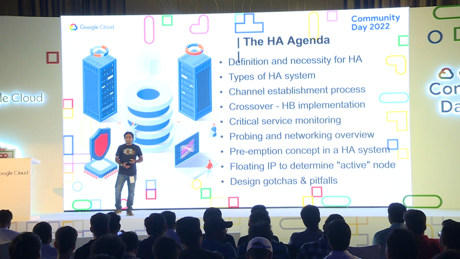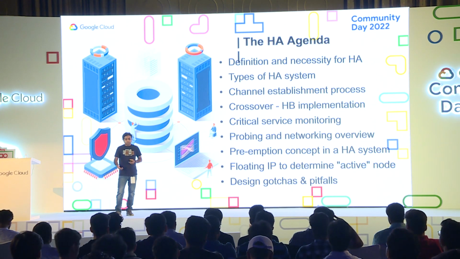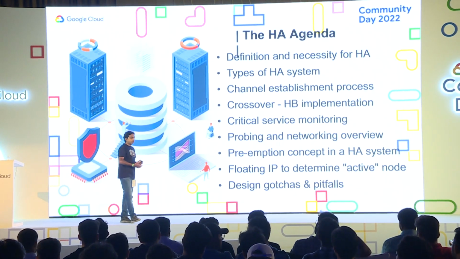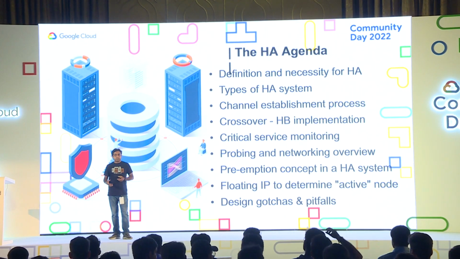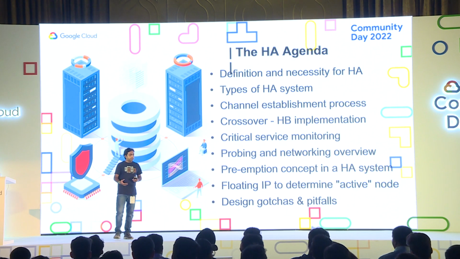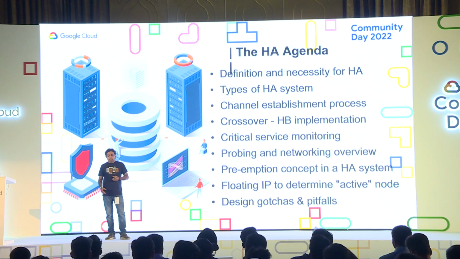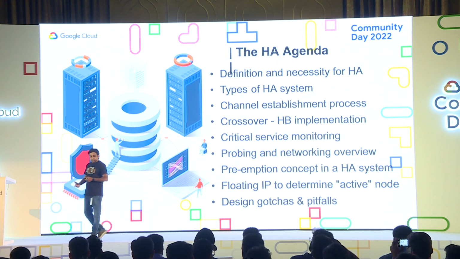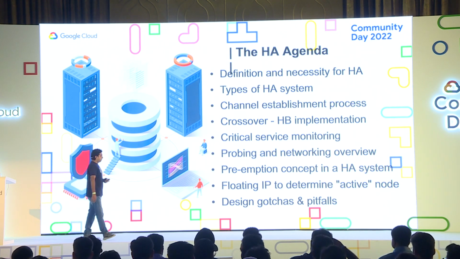We're going to be starting with the basic definition, then look at the different types of HA system, how we can use a control channel, which is sort of the heart of HA, and how we can utilize that, a crossover or a failover mechanism, as it's popularly called in high availability. How you can monitor critical services, probing, the preemption concept in terms of HA, and a floating IP, right? And then I want to end with certain design pitfalls.